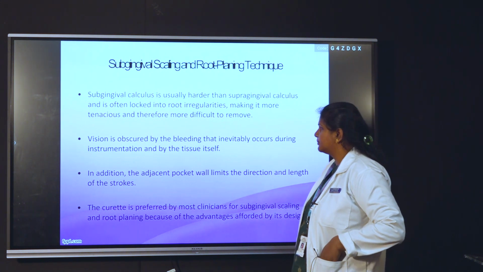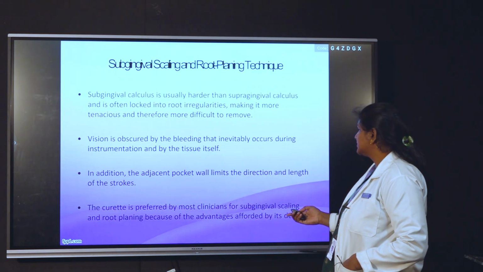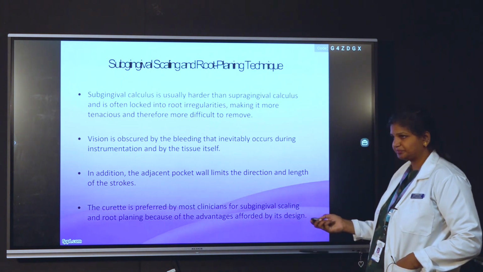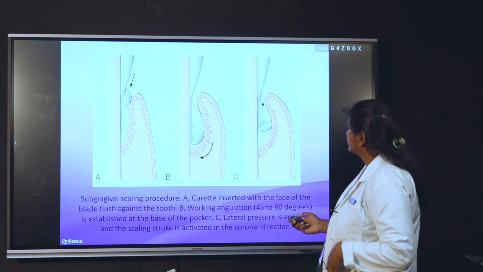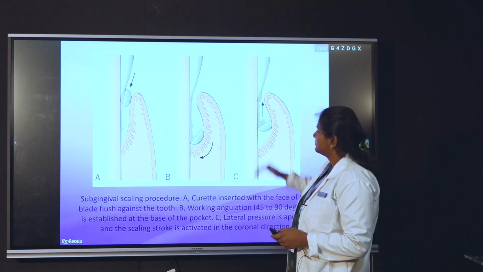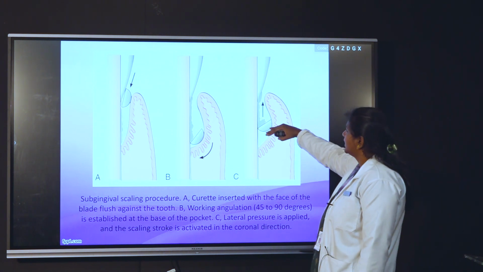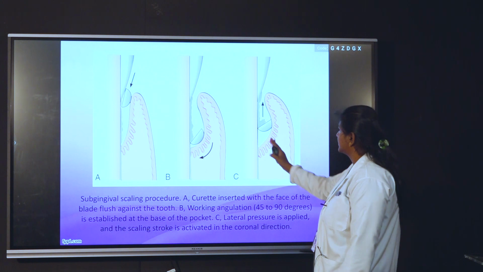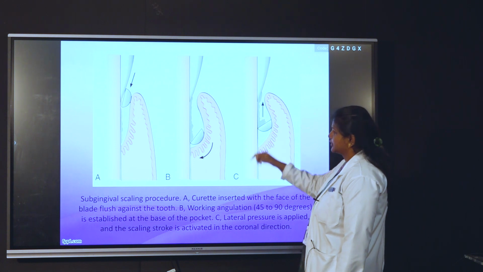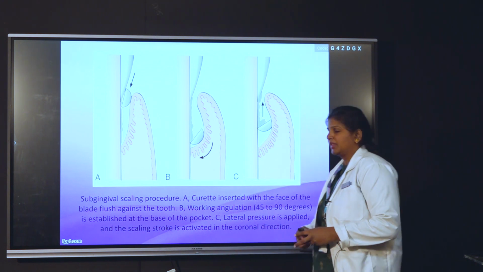Vision is obscured because we have to reach the root surface. So in addition to the adjacent pocket wall limits, the direction and length of the strokes is seen. The curette is preferred by most clinicians for subgingival calculus removal. So we have to adapt the instrument at the base of the pocket and give a powerful pull stroke for the subgingival calculus by placing the blade at a 45 to 90 degrees angulation. If it is more than 90 degrees, you can cause trauma to the soft tissue. If it is less than 45 degrees, then the calculus removal will not be efficient.